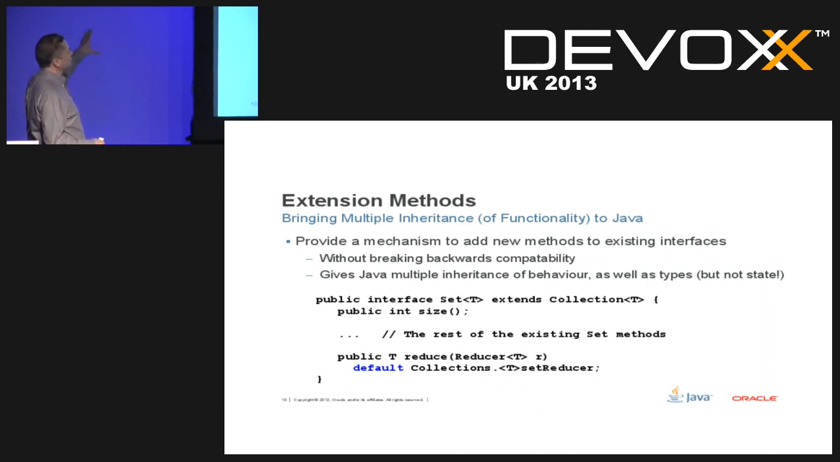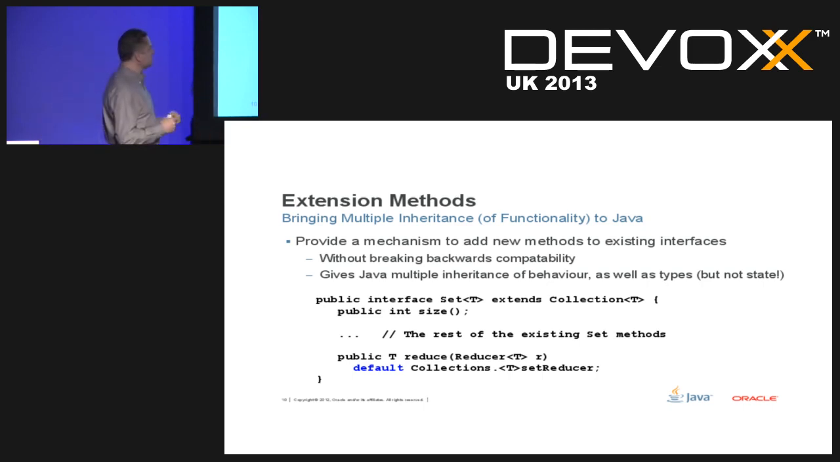Now, a lot of people look at this and they go, ooh, multiple inheritance in Java. But it's not strictly multiple inheritance. We already have multiple inheritance of types in Java. The idea of interfaces gives you multiple inheritance of types. What we're now doing is giving you multiple inheritance of behavior as well. But what we're not doing is giving you multiple inheritance of state. So that's the important thing.